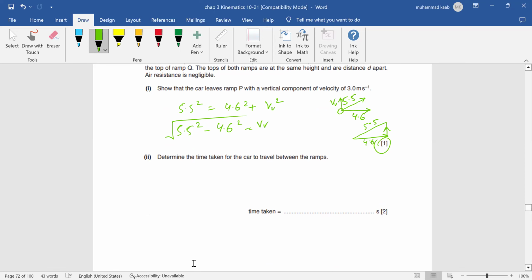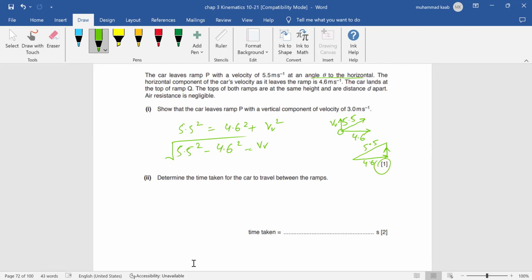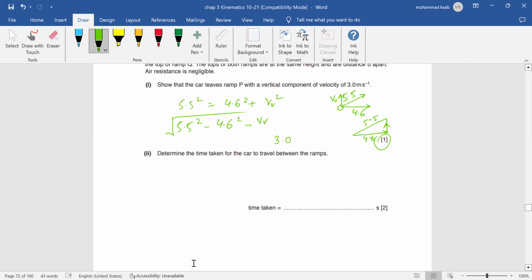इस बेचारे का नेट ही मर गया. So 5.5 squared plus minus 4.6 squared, and under root, I'm getting 3.0. Fine. Okay. Determine the time taken for the car to travel between the ramps.